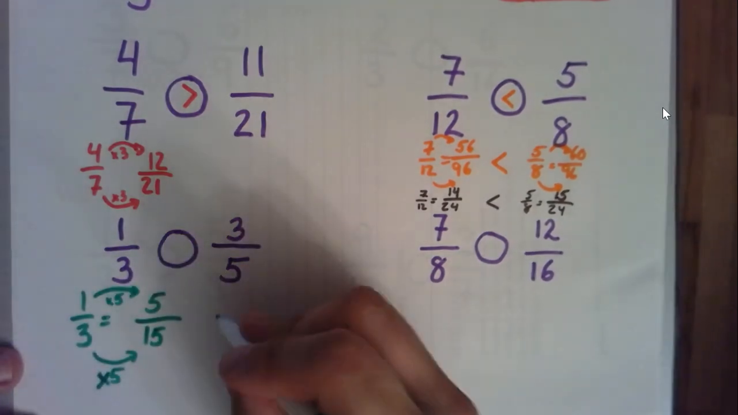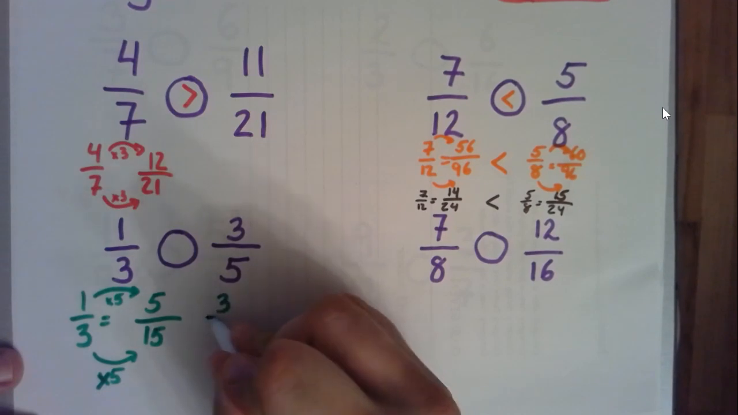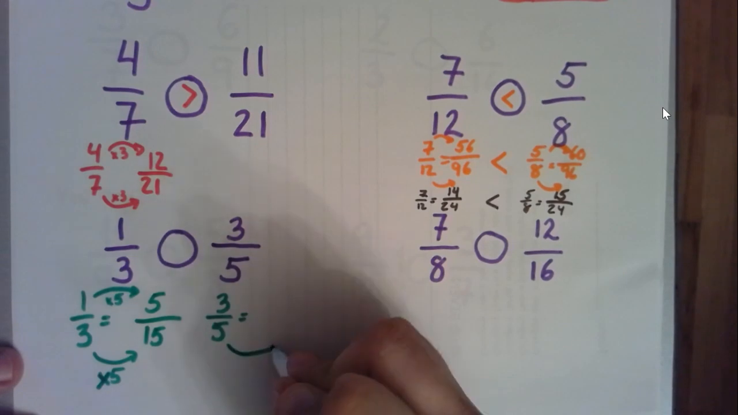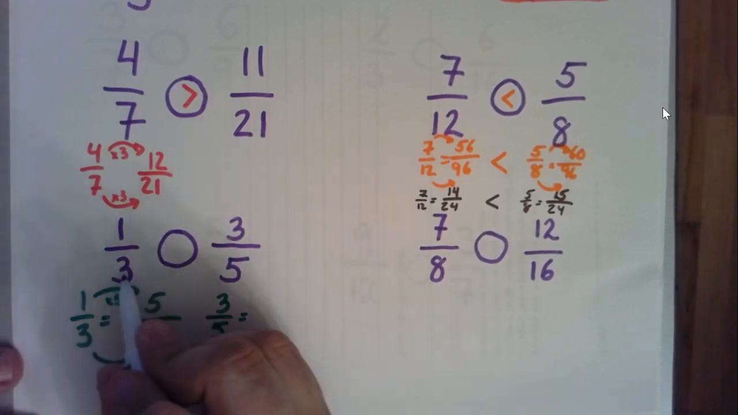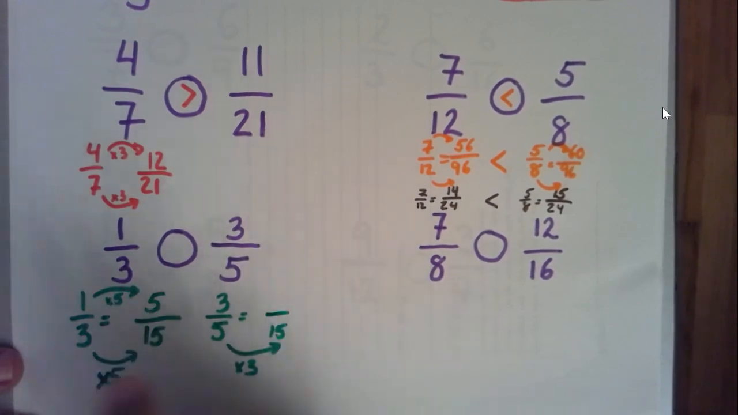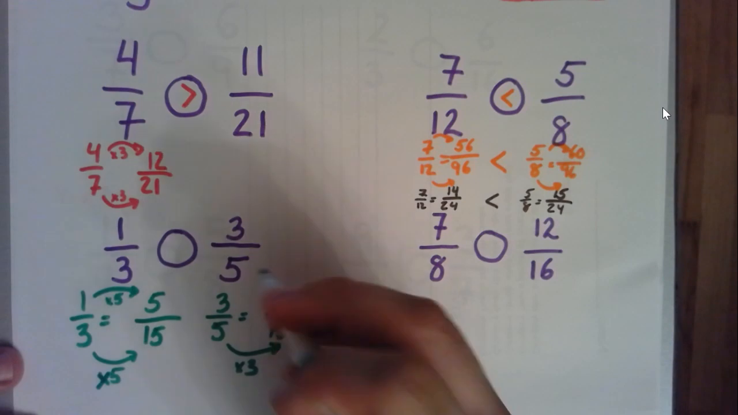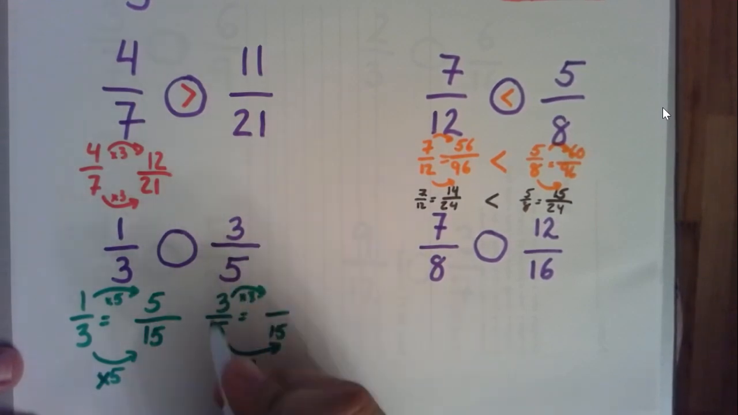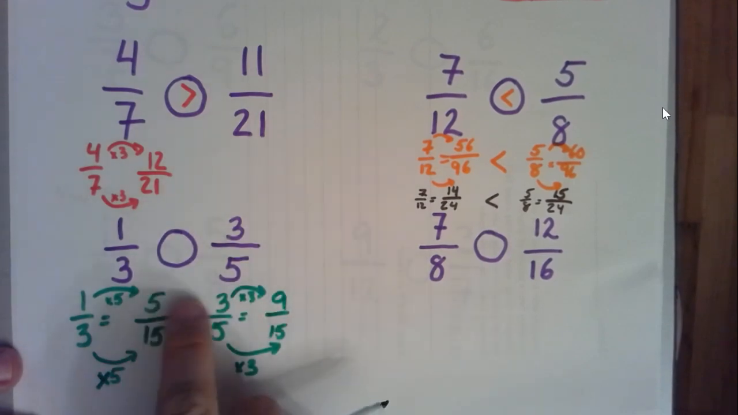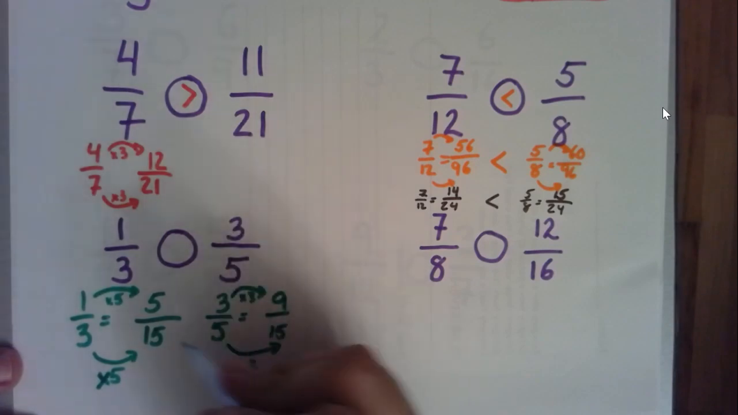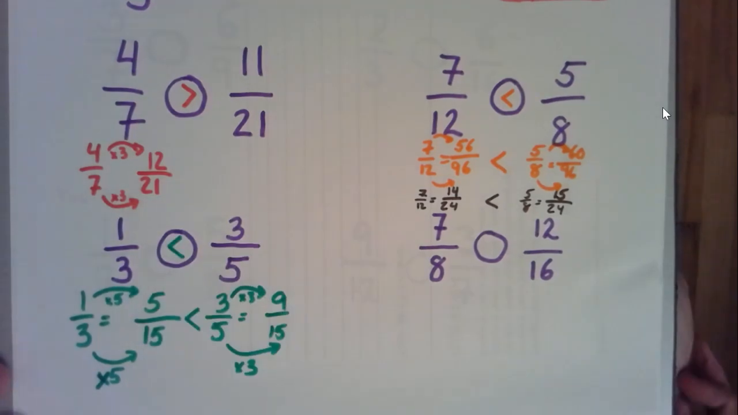Let's try 3/5. 3/5, on the other hand, I'm going to look for an equivalent fraction. I'm going to find that by multiplying by the other denominator, 3. 5 times 3, 15. Here are common denominators, 15 and 15. And what I do to the bottom, times 3, I've got to do to the top, times 3. 3 times 3 equals 9. So really, I'm comparing 5/15 to 9/15. Clearly, 5/15 is less than 9/15, so 1/3 is less than 3/5.